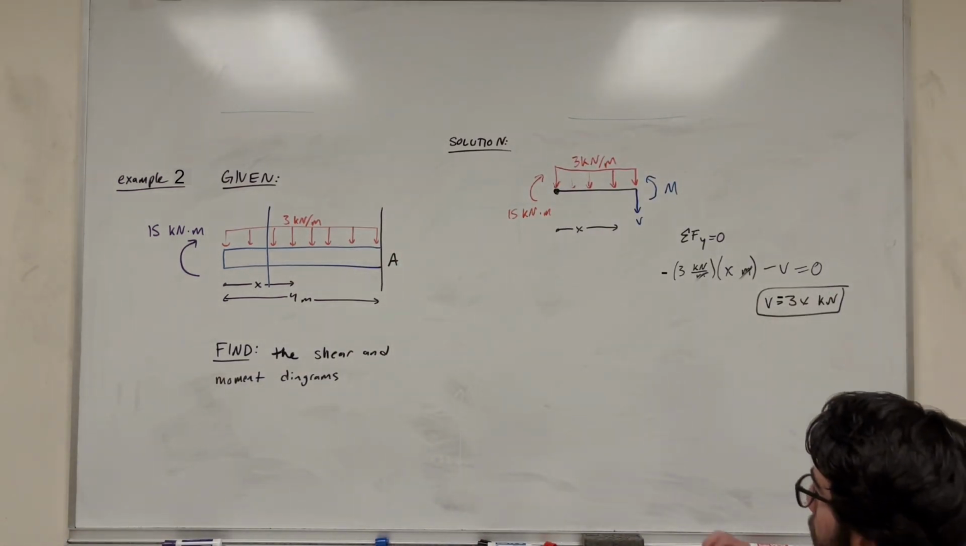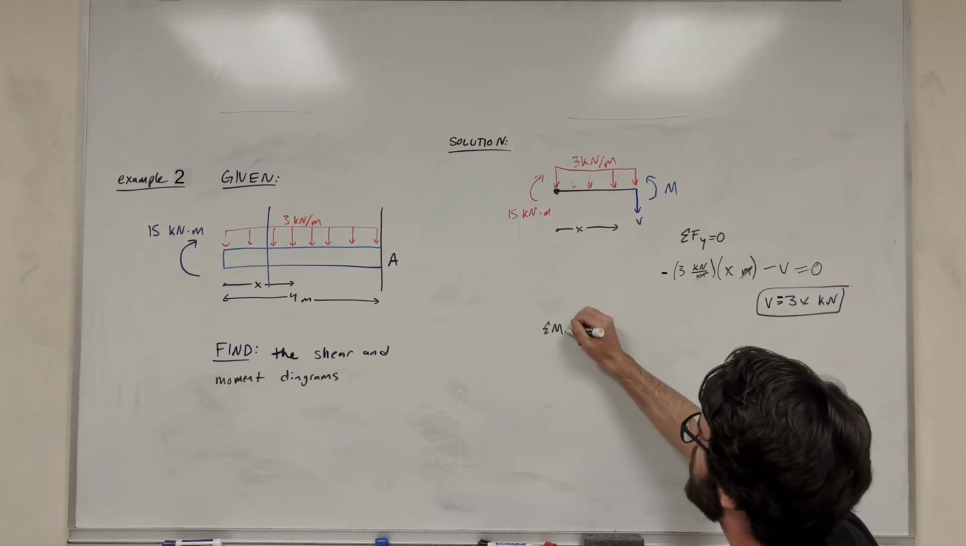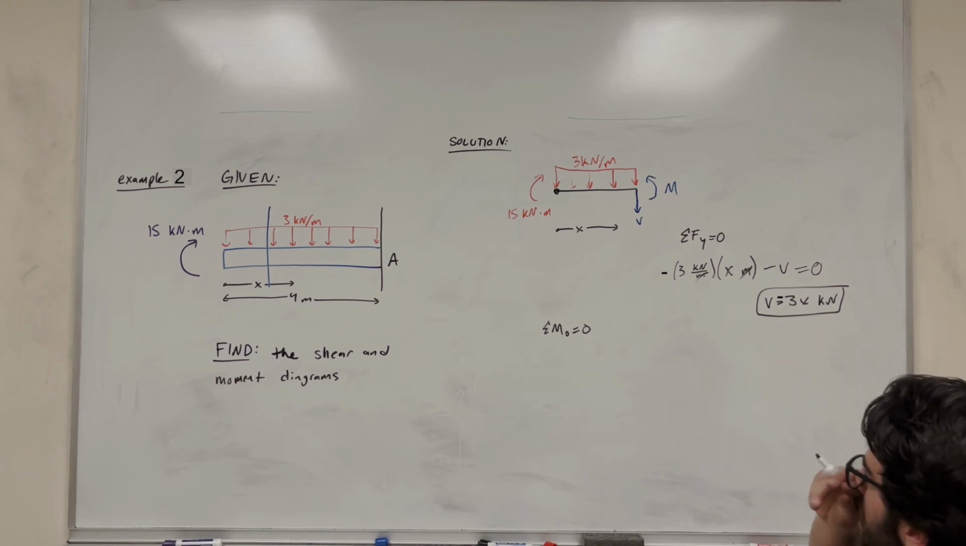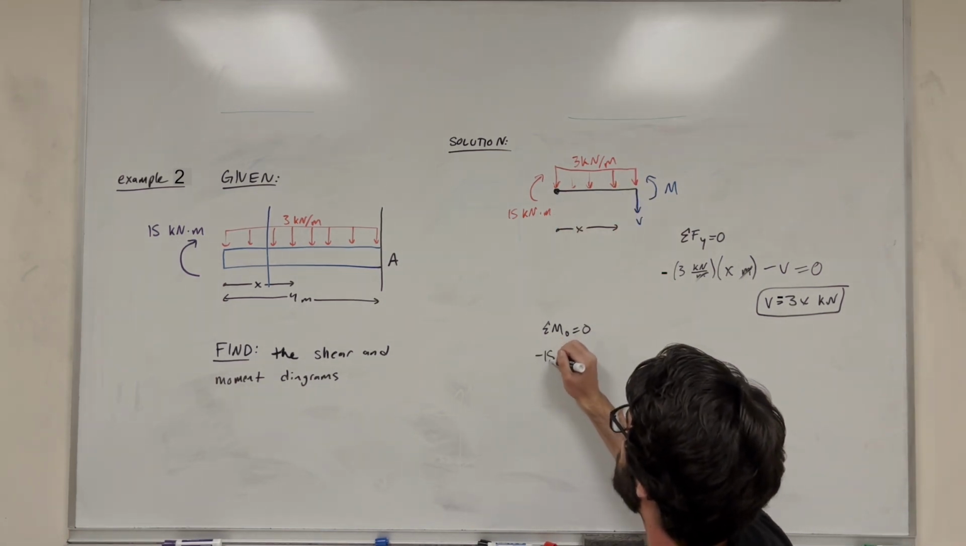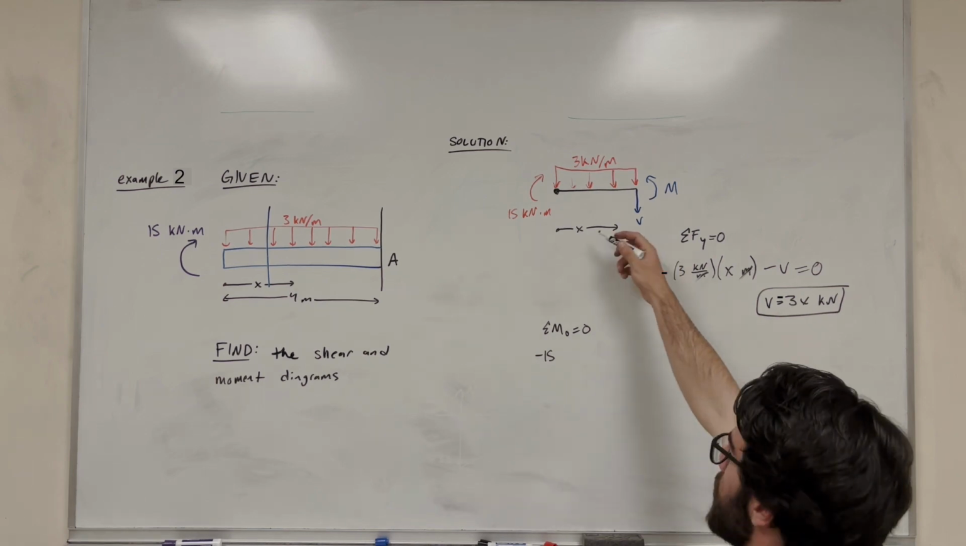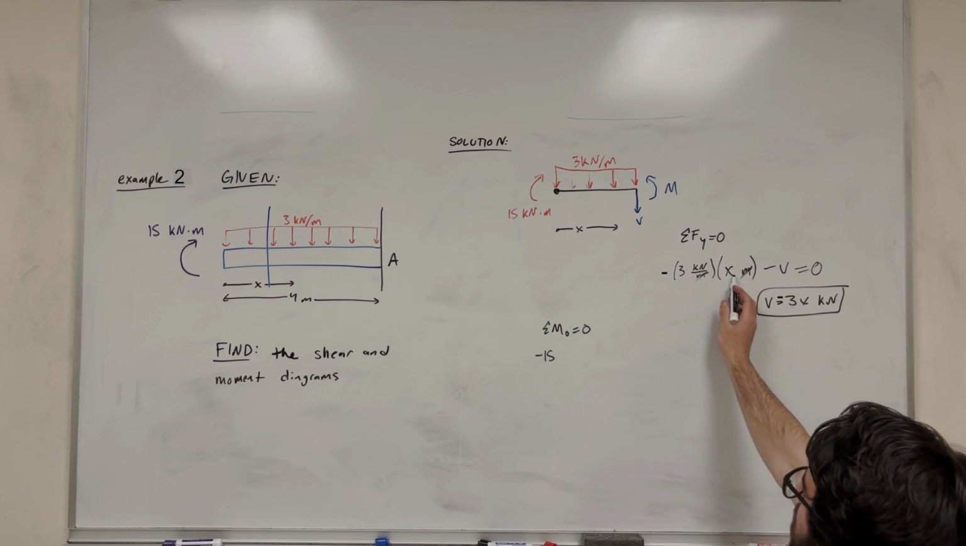Now we're going to take the moments around that point and set it equal to 0. So what do we have? First of all, we have this 15. It's going clockwise, so we're going to subtract 15. Then we have this distributed load. Like we said, the force of the distributed load is 3x.